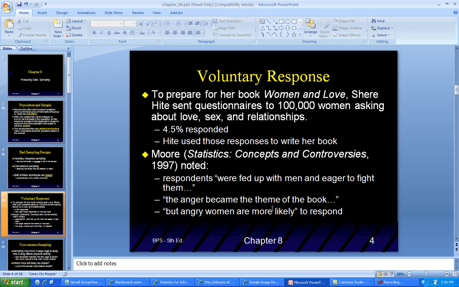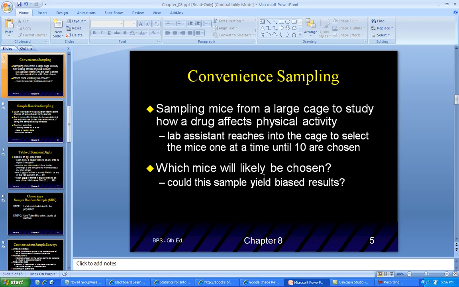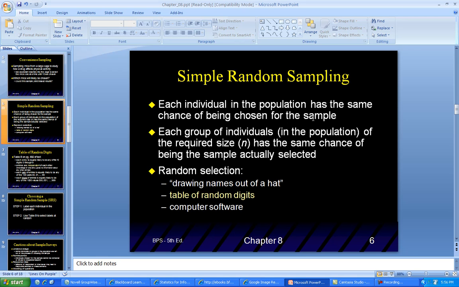If you read reviews about books, like on Amazon, it may be that those who really like it are the only ones who answer. Those are not scientific studies. Convenience sampling would be as if you just called people that are at home. Another example is if you have mice in a large cage and you take 10 of them. Well, that doesn't represent the whole population.